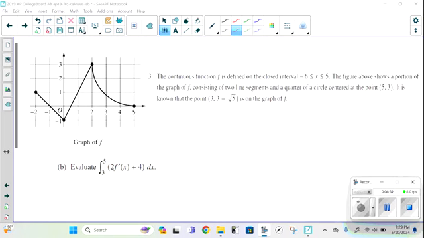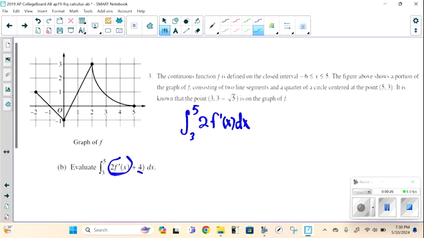All right, there was a lot of explanation in 3a. Let's take a look at what 3b says to us. We evaluate the integral from 3 to 5 of 2 times f prime of x plus 4 dx. First off, if I'm integrating, I'm just going to integrate right down the line. So I'm going to take the integral from 3 to 5 of 2f prime of x dx. That's this part. Then I'm going to add that to the integral from 3 to 5 of 4 dx. That's this part.